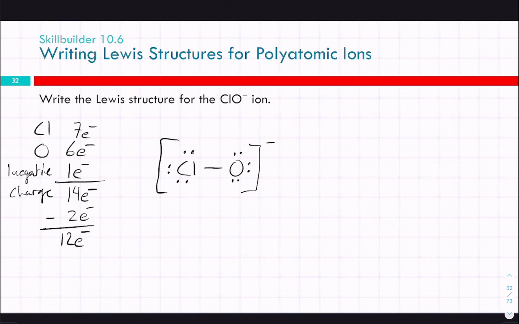Also, you can tell that if we didn't have that negative charge, we wouldn't be able to have everything with an octet. We'd be missing one of these electrons, wherever it might come from. So then oxygen would only have 7 valence electrons, or chlorine would only have 7. And there would be no way to get them both to 8.